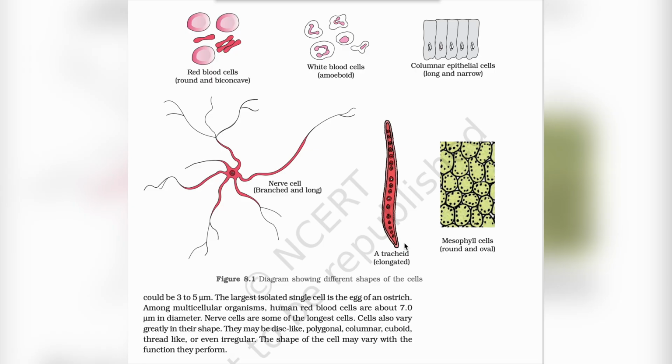This is a trachea, which is elongated and has pits on its walls. These are mesophyll cells, round and oval, and you can see chloroplasts inside them. This is a nerve cell, very large, branched. This is the cell body, this is the axon, and all these branches coming out from the cell body are basically dendrites.